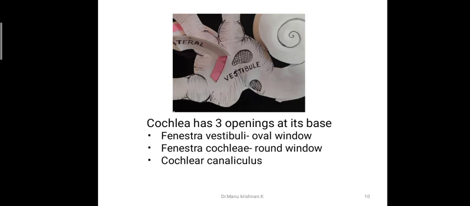And the cochlea has three openings at its base, that is the fenestra vestibuli, the oval window, the fenestra cochleae, the round window, and the cochlear canaliculus. The cochlear canal will have three openings. So, these are the respective openings. You can note down the three openings.